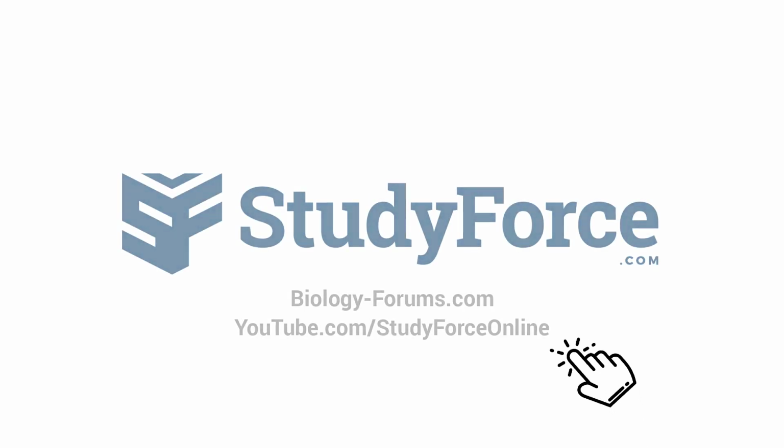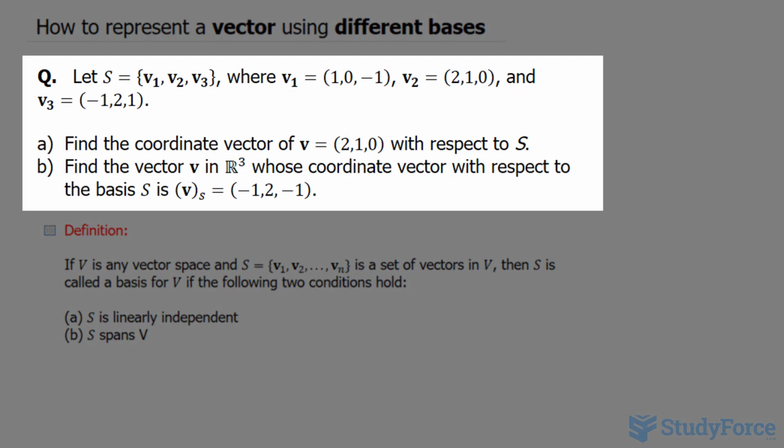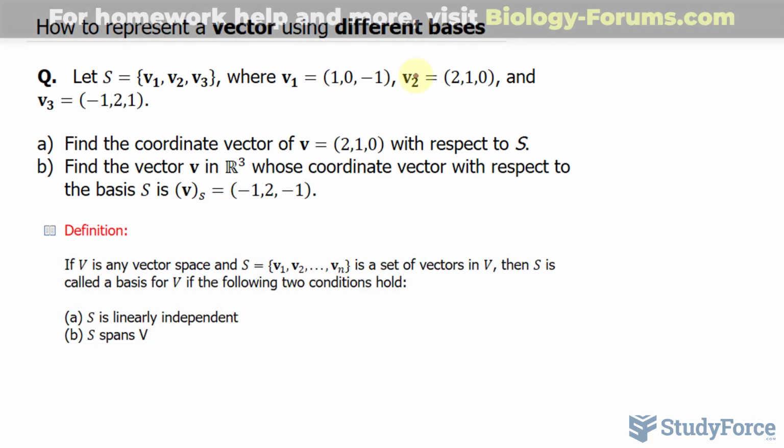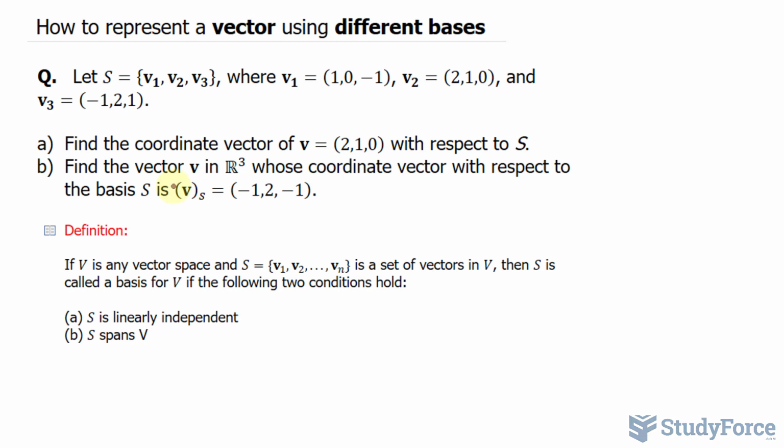In this lesson, we'll be discussing how to represent a vector using different bases. The question reads, let S represent these three vectors, where the three vectors have the following components. What we're expected to do is find the coordinate vector of v with respect to S, that's part A, and in part B, find the vector v in 3D space whose coordinate vector with respect to the basis S, represented as v sub s, is equal to the following three components.